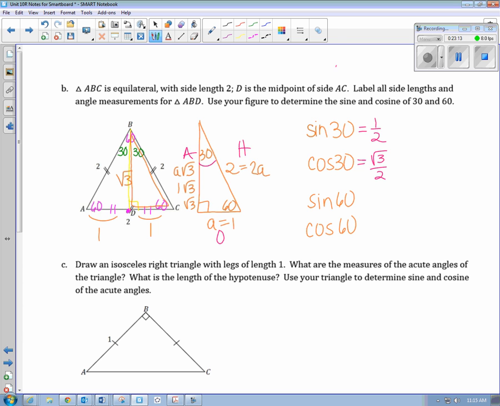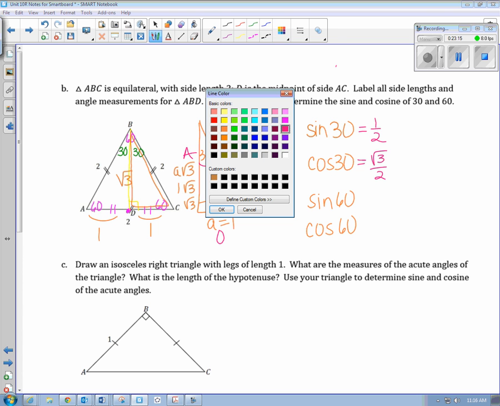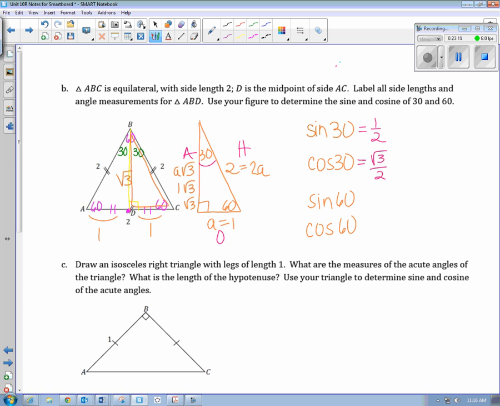I'm going to flip now over to the 60-degree angle, and while I'm looking at the 60-degree angle, this becomes my opposite, this becomes my adjacent, and my hypotenuse stays the same. So sine of 60, opposite over hypotenuse, radical 3 over 2.